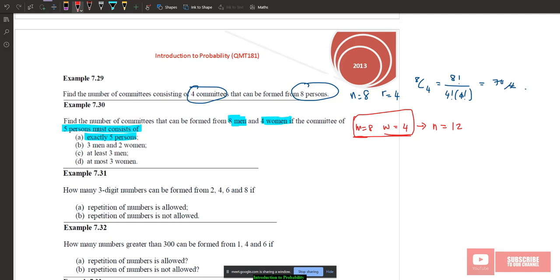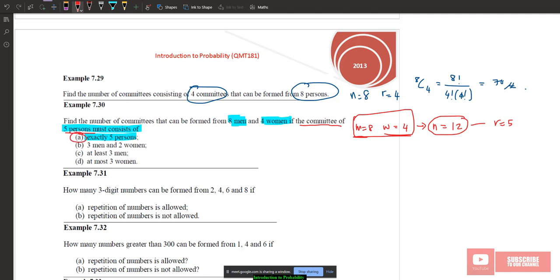Now, the statement says that if a committee of 5 persons, it means you're going to select out of 12, you're going to select R equal to 5. You're going to select 5 out of 12.